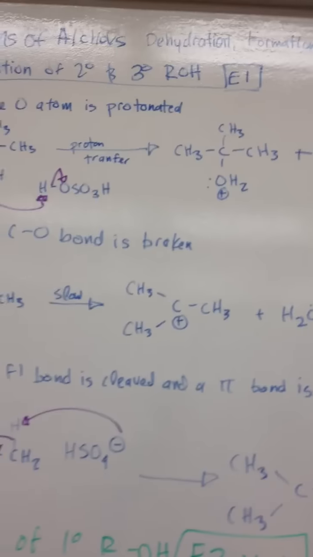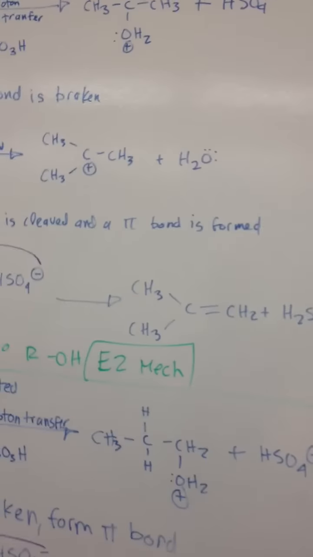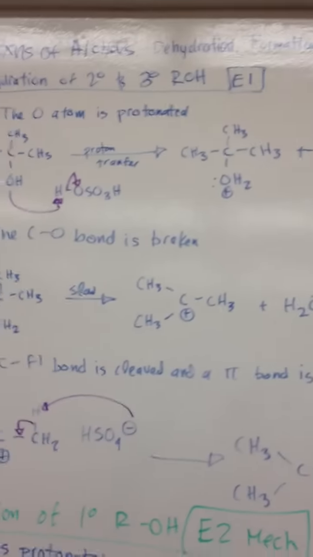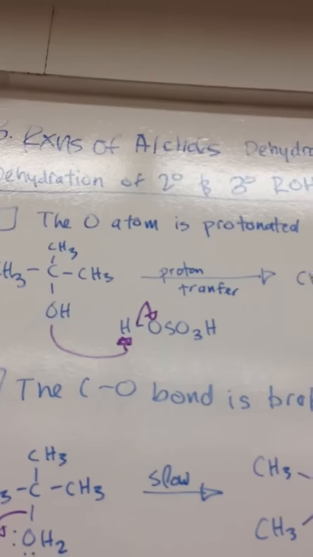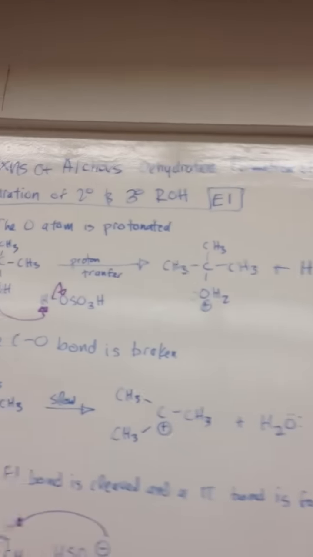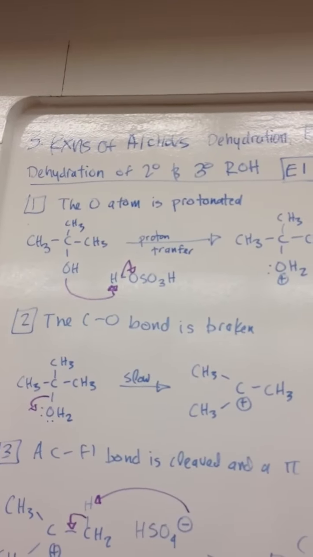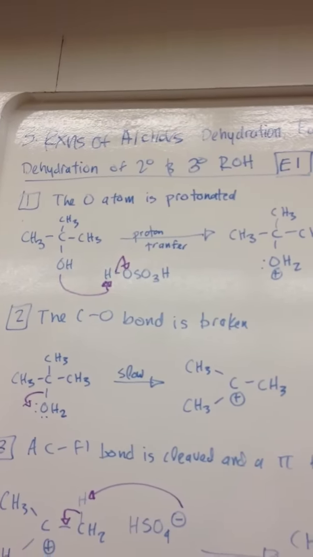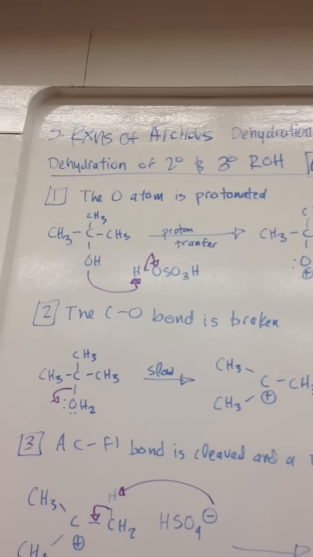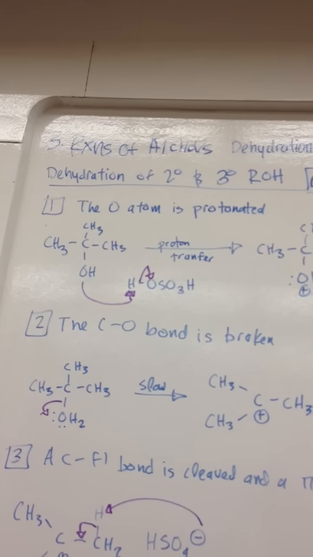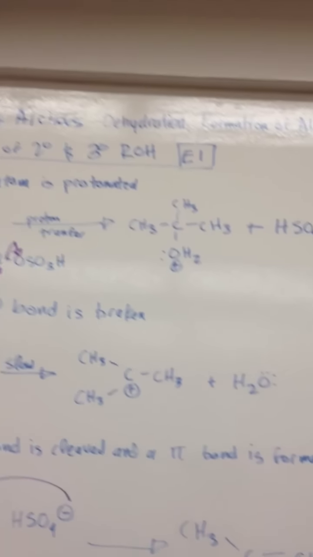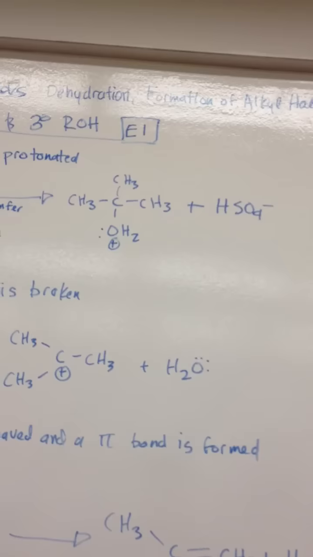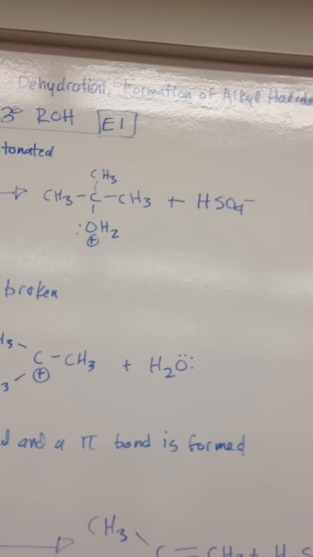Okay, so let's start with the reactions of alcohols. Dehydration, formation of alkyl halides and tosylates. Okay, so let's start with dehydration of second and third degree alcohols. So that's an E1 mechanism, and you have sulfuric acid, which is going to give a hydrogen to this third degree alcohol, giving you HSO4 minus and an OH2, H2O on your alkyl group, which is a good leaving group.